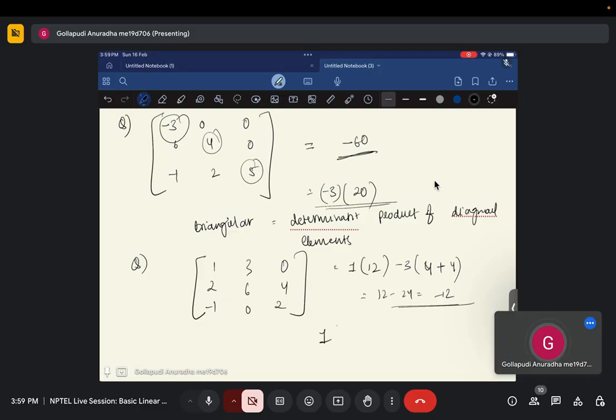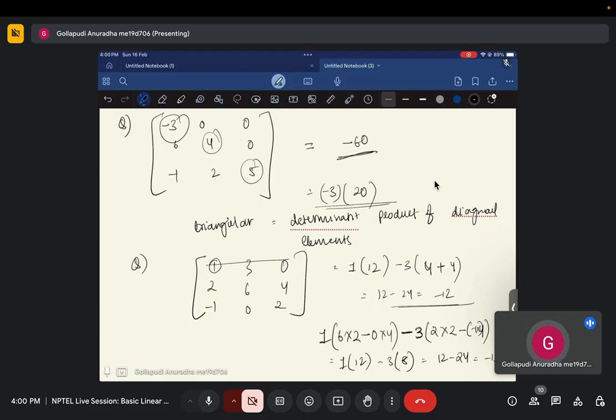Okay, so 1 into, I'm doing it by this row. So 1 into, I'm finding the minor of this: 6 into 2 minus 0 into 4. And then for this thing, minus 3, because the cofactor will be minus 1 here, so 3 into 2 into 2 minus of minus 1 into 4, and here anyways it is 0. So 1 into 12 minus 3 into 8, so it will be 12 minus 24, which is equal to minus 12. Okay, so I hope you understood this thing.